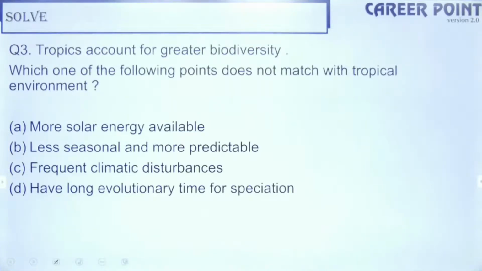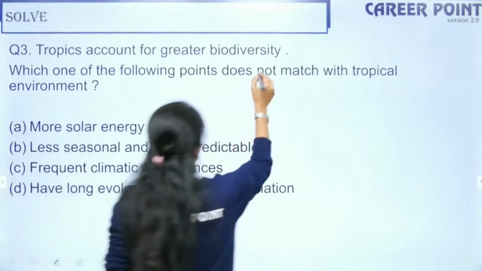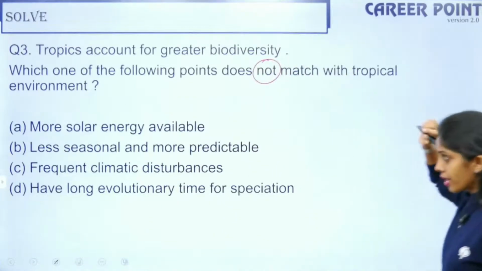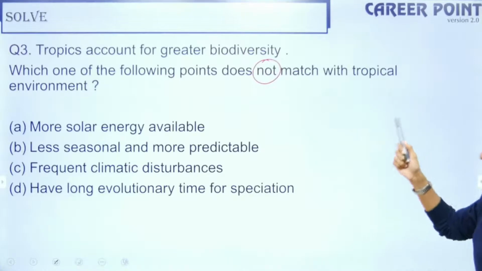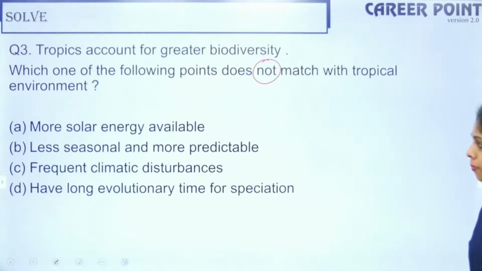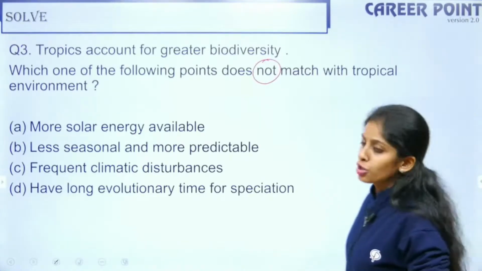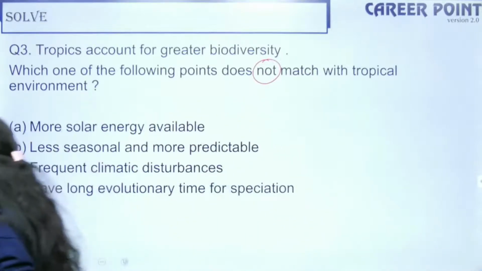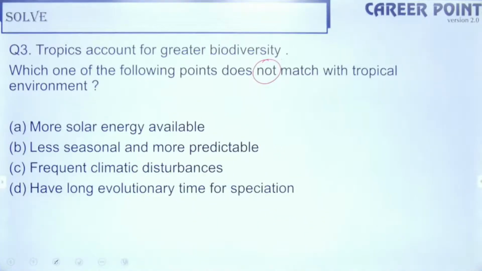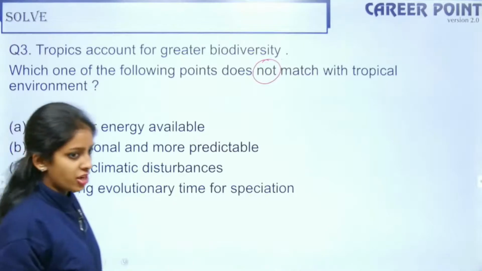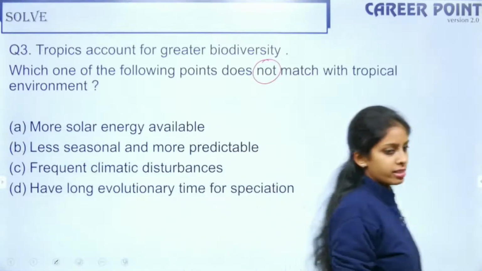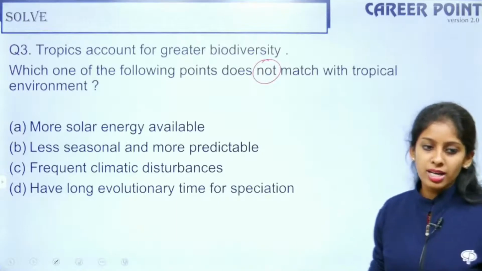So question number 3. Tropics account for greater biodiversity. So which one of the following points does not match with the tropical environment? More solar energy is available, less seasonal and more predictable, frequent climatic disturbances, have long evolutionary time for speciation. Which of the points are incorrect with respect to your tropics? Yes, you are right, Satyendra. It was Assam. Yes. So question number 3, what is the answer?